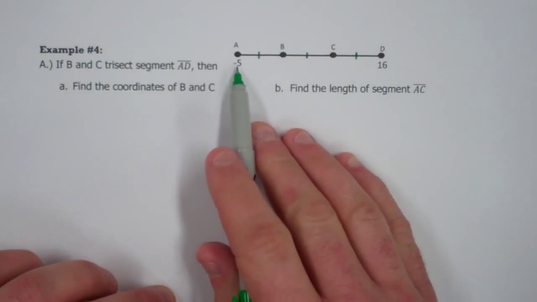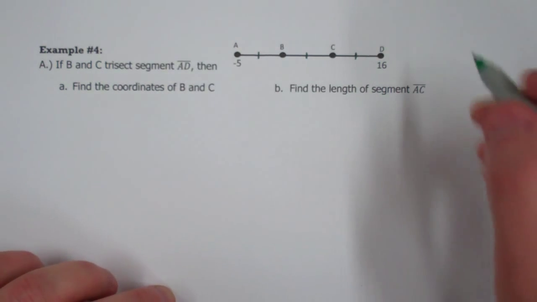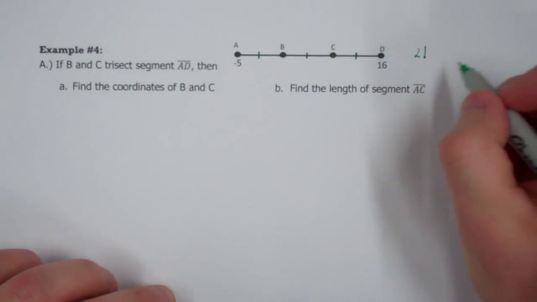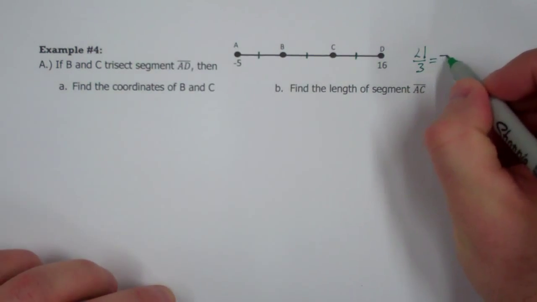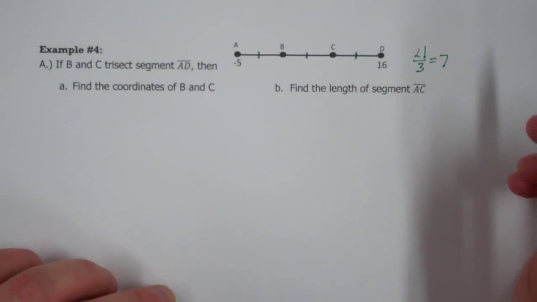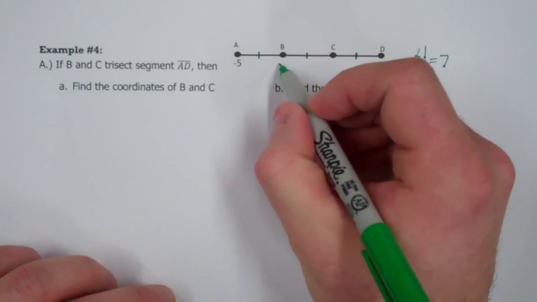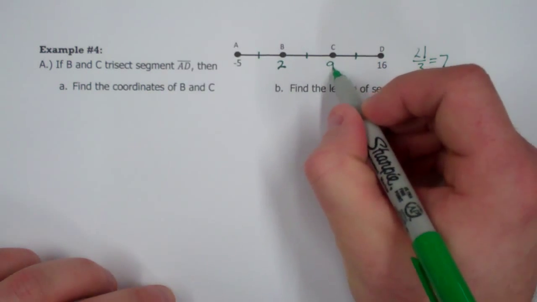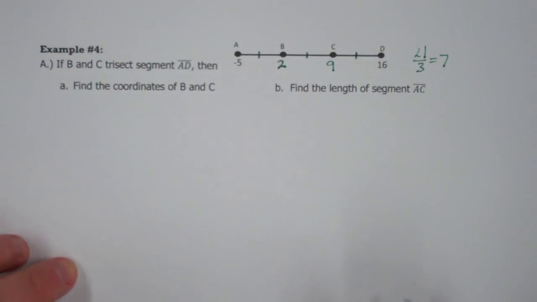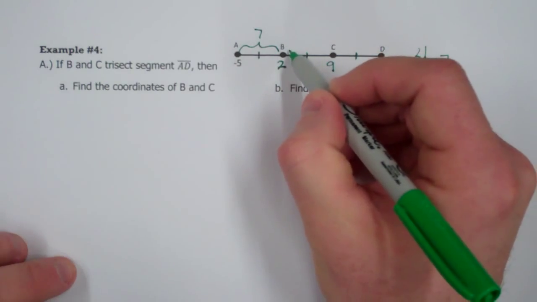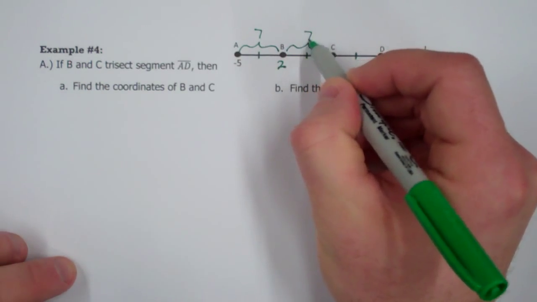If you look at the difference between -5 and 16 though, that's 21. We have 1, 2, 3 pieces, so 21 divided by 3 is 7, making each segment worth 7, so that's perhaps a little bit quicker way of doing it. -5 plus 7 is 2, and then 2 plus 7 is 9, 9 plus 7 is 16. So each one of these segments has a length of 7.